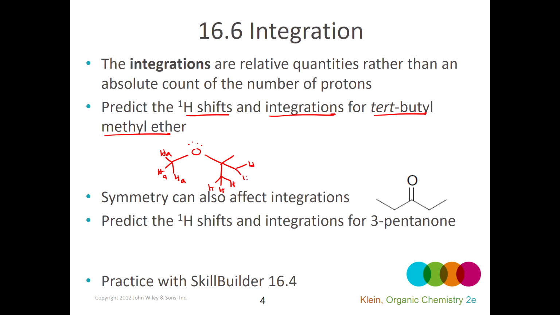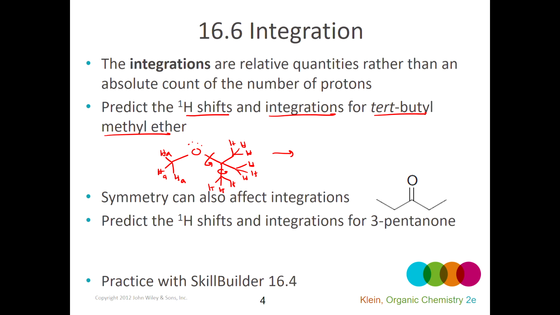Each of these methyl groups has 3 hydrogens attached to it. And so on the tert-butyl side here, all 9 of these hydrogens are equivalent to one another. Right? There's still free rotation here. There's free rotation around here. All 9 of those hydrogens average out to be equivalent. And last time we talked about the replacement test. You can test that out.